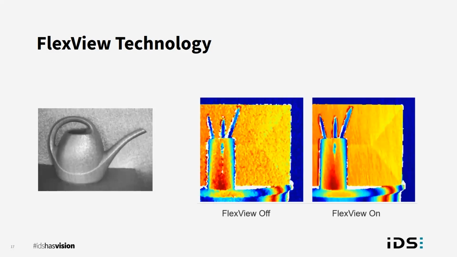And here you can see on the left the depth maps that you get when FlexView is disabled, and on the right when FlexView is enabled. So it gives you much better results with much lower noise level. Of course, it only works if the scene is static.